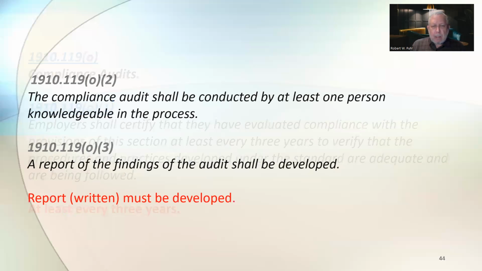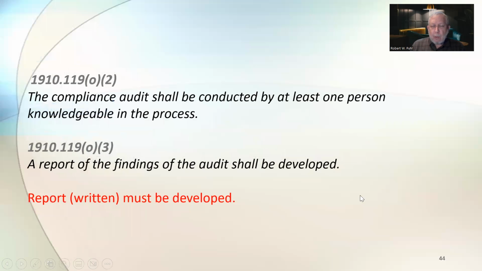The compliance audit shall be conducted by at least one person knowledgeable in the process. A report of the findings of the audit shall be developed. So here you go, kind of the same thing. You do the report, what you find, when's it going to be, who's going to be responsible for it, when's it going to be fixed, etc., and follow up on that.